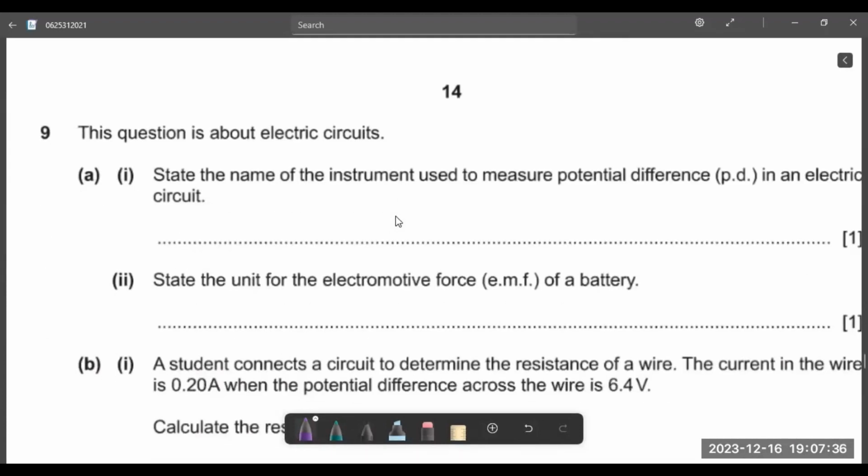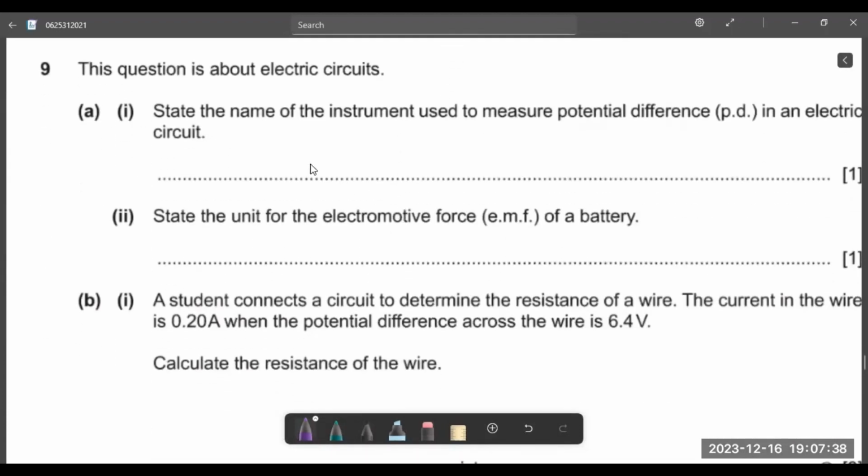Next, this question is about electric circuits. State the name of the instrument used to measure potential difference in an electrical circuit. Potential difference can be measured with the help of a voltmeter. It is actually potential difference, or we can call it voltage. It can be measured with a voltmeter. State the unit for the electromotive force of a battery. That is voltage, and the unit is volt.